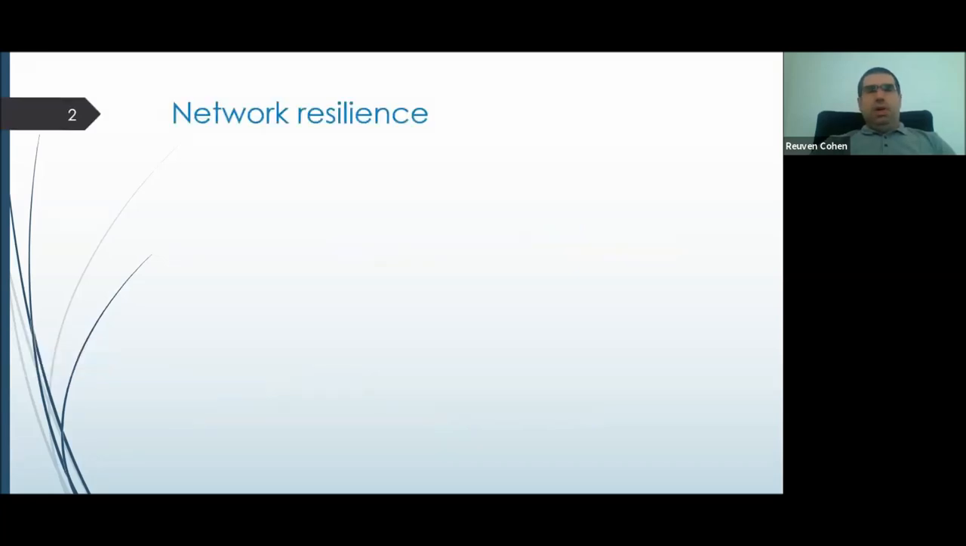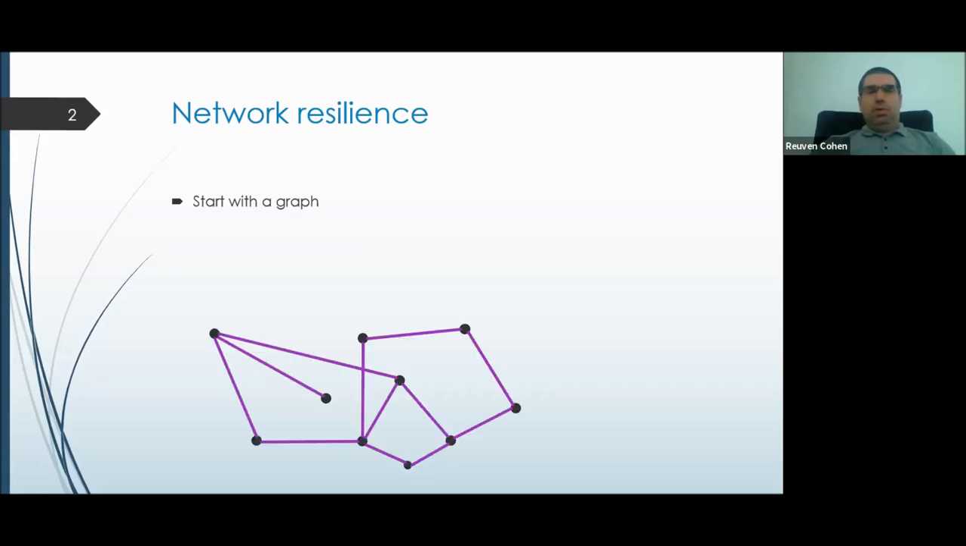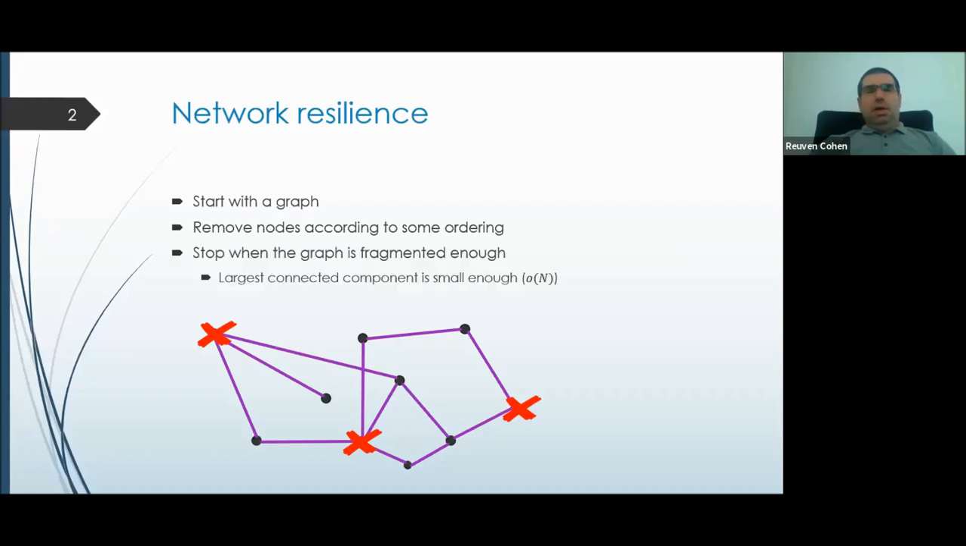So let me explain what I mean by network resilience. The main idea is that we start with some graph which represents a network in the real world. So this is an example of a graph. And then we remove nodes according to some ordering. Let's say I remove this node and then this node and then this node. And I look at what is left.